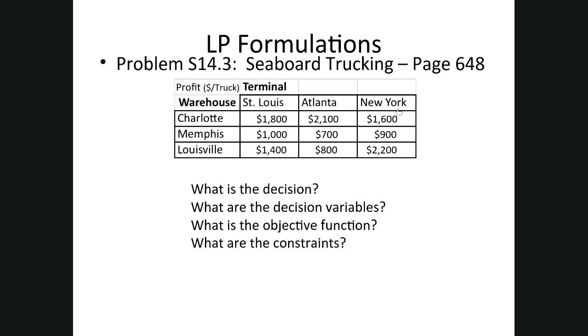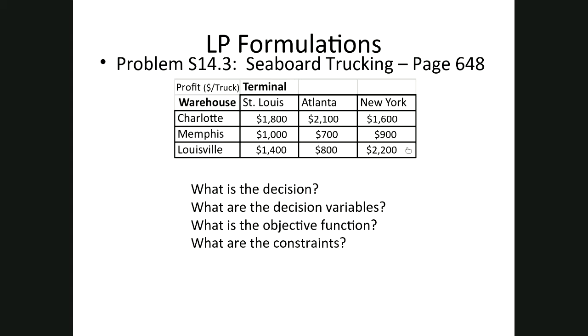Each truck is capable of making one shipment per week. The terminal managers have indicated that St. Louis can accommodate 40 trucks, Atlanta can accommodate 60, and New York can accommodate 50 additional trucks. And then finally, the profit for shipping from Charlotte to St. Louis, Charlotte to Atlanta, and so forth is given in this table. So the question is, how many trucks need to be assigned to each route to maximize the profit?